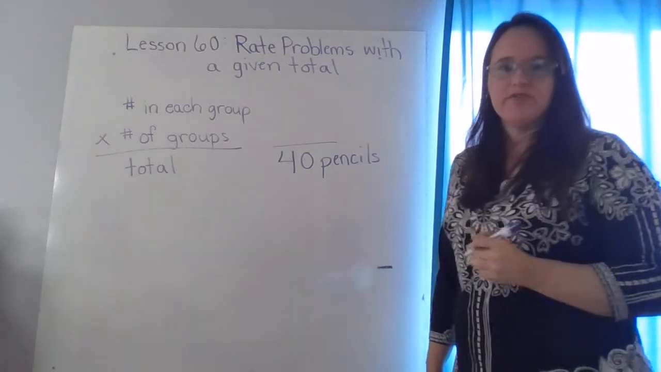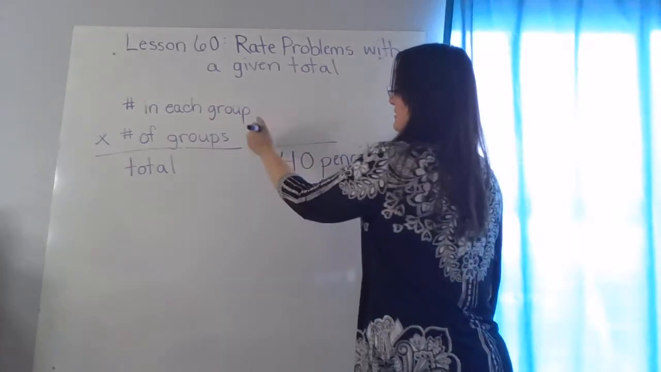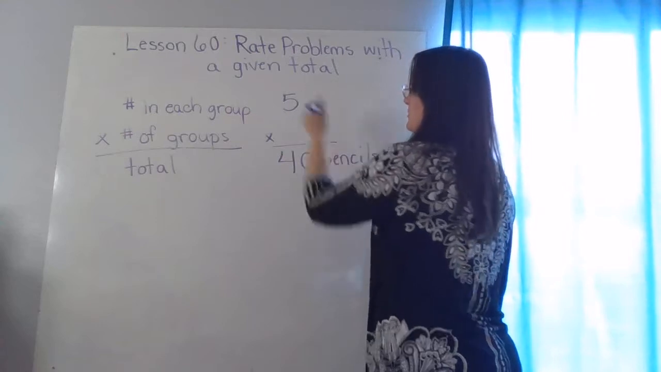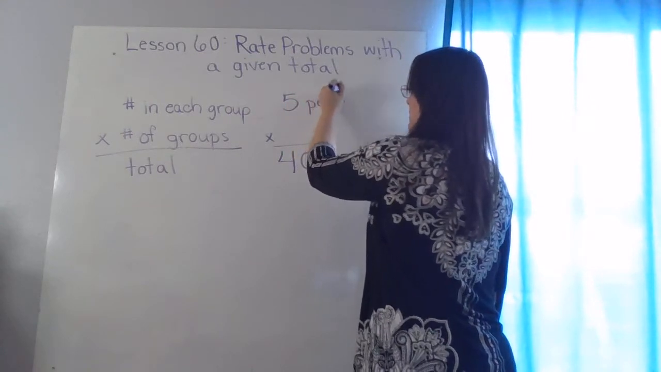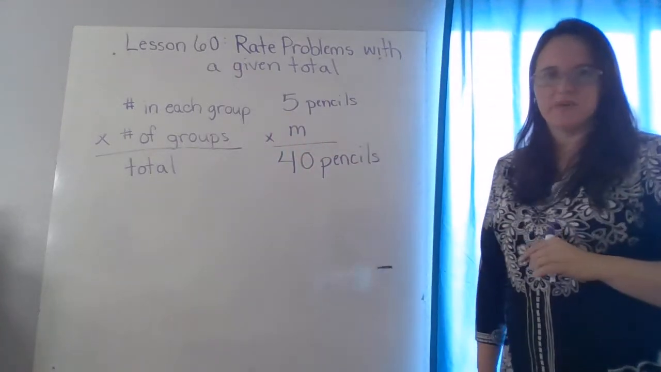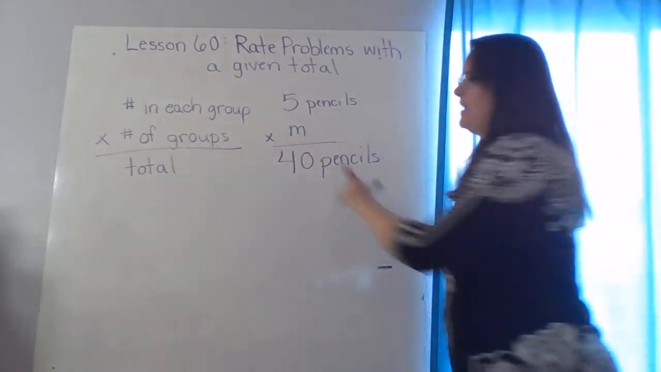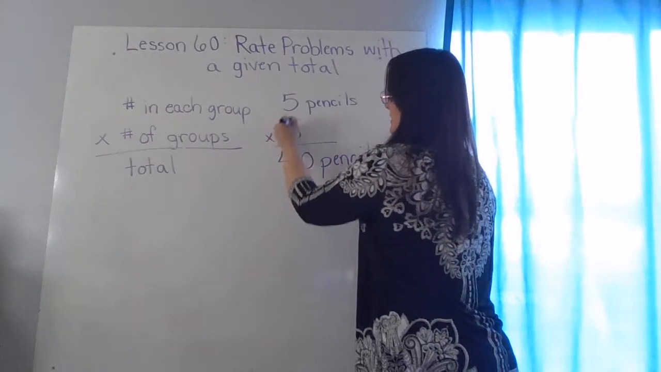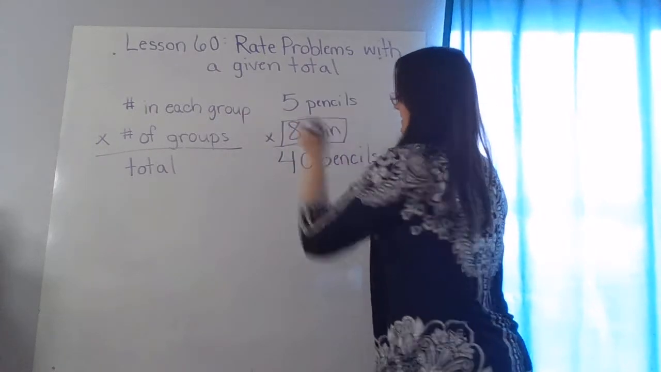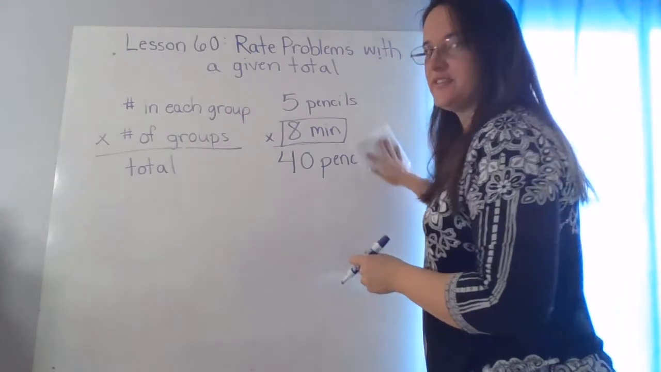And it says he can do 5 per minute. So my minutes is going to be my number of groups, but I know that he can do 5 in each group. 5 pencils per minute. So we want to know, how many minutes will it take him? 5 times what equals 40? 5 times 8, and it's going to be 8 minutes for our answer. Is that what you had? Give yourself a pat on the back.